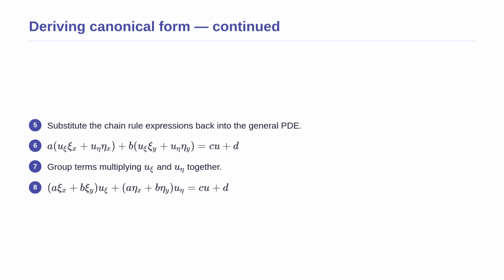We collect all the pieces that multiply the derivative of u with respect to xi into one group. Then we collect all the pieces that multiply the derivative with respect to eta into a second group. This algebraic rearrangement is crucial because it isolates the coefficients of our new partial derivatives, setting the stage for us to eliminate one of them entirely in the final step.